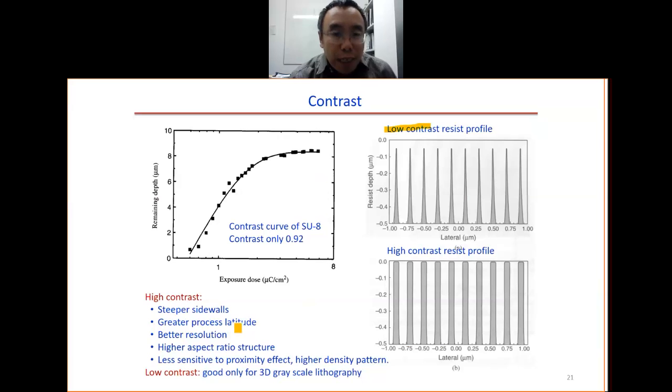A greater process latitude. That means if you expose higher or lower, you get a similar result. A better resolution, higher aspect ratio structure, and less sensitive to the proximity effect and higher density pattern. You can achieve high density pattern. High contrast normally gives you a high resolution. So the low contrast resist is only good for grayscale lithography. We will see grayscale lithography later on.